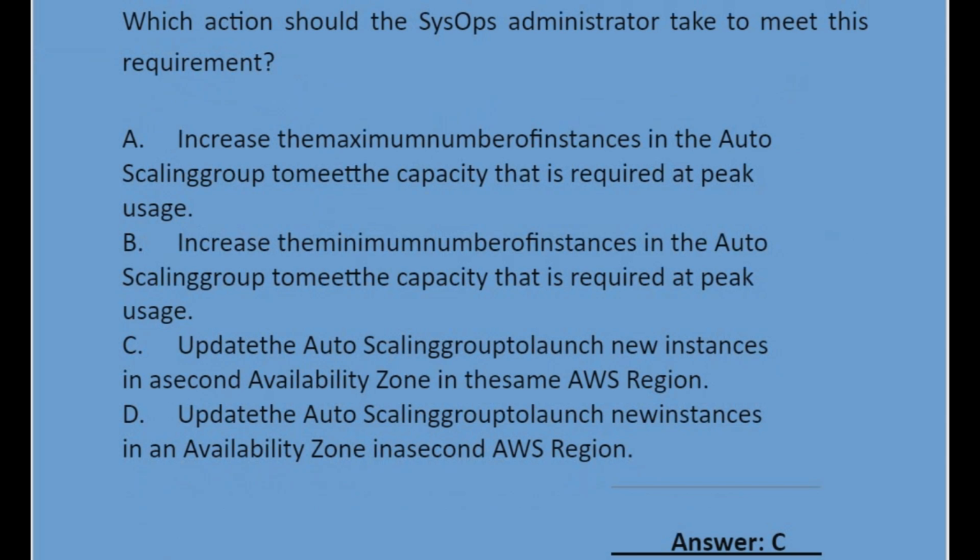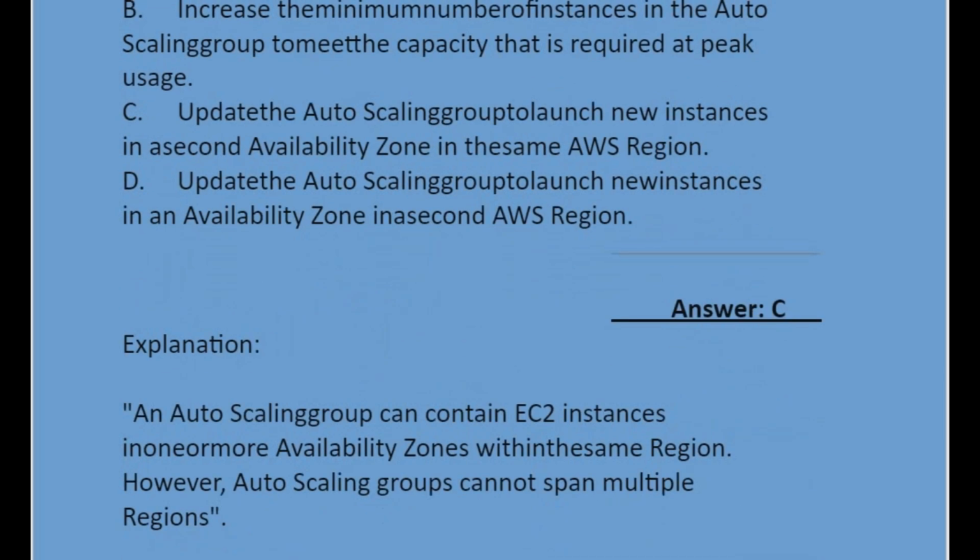Option A. Increase the maximum number of instances in the auto-scaling group to meet the capacity that is required at peak uses. Option B. Increase the minimum number of instances in the auto-scaling group to meet the capacity that is required at peak uses. Option C. Upgrade the auto-scaling group to launch new instances in a second availability zone in the same AWS region. Option D. Update the auto-scaling group to launch new instances in an availability zone in a second AWS region. Correct answer is option C.